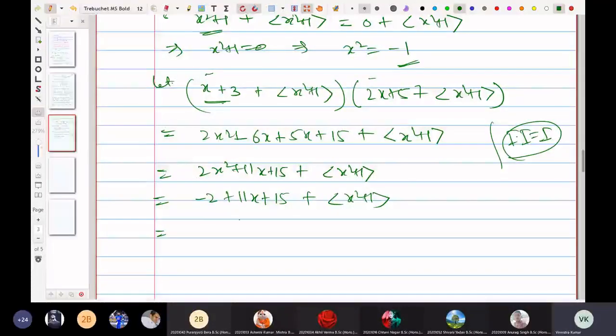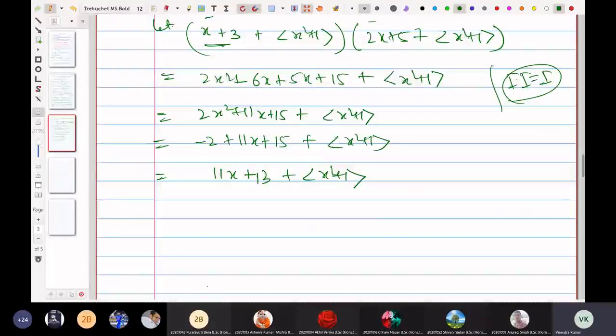This implies that 11x plus 15 minus 2, which is 13, plus x square plus 1. So this is the simplified expression we have. Actually this is of the form ax plus b plus the ideal generated by x square plus 1.